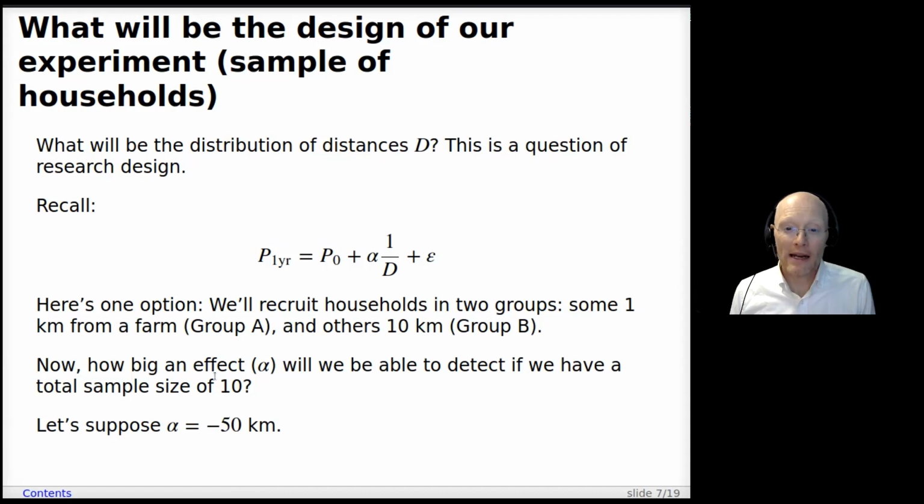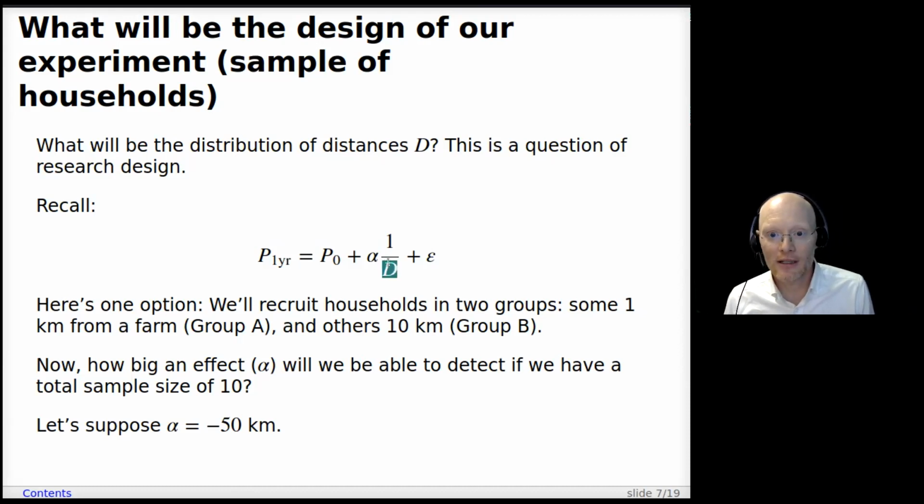If alpha is really big, it'll be easier to detect. If alpha is a small effect, if pesticides are only a little bit harmful for bees, then it's going to be harder to detect because of this natural variation. So let's simulate this a little bit. In fact, for the rest of the lecture, I'm just going to give one example, which is to assume that alpha has a magnitude of minus 50 kilometers. The units may look funny, but that's what it comes out to here.